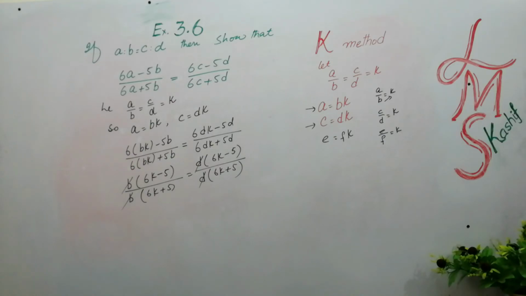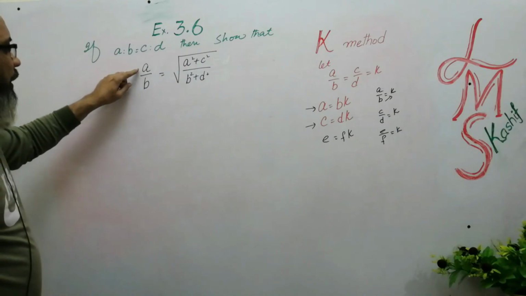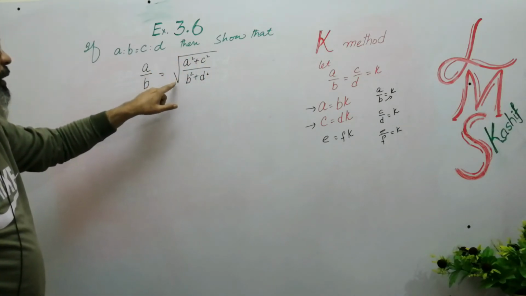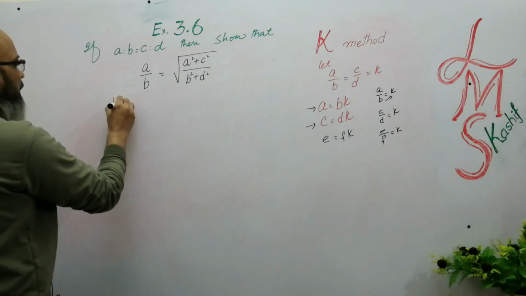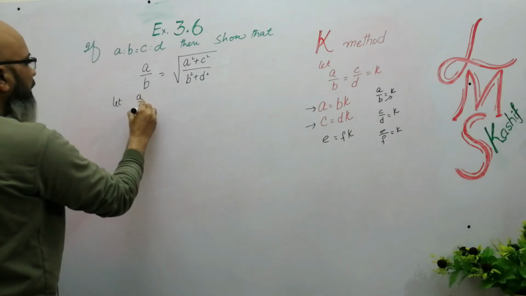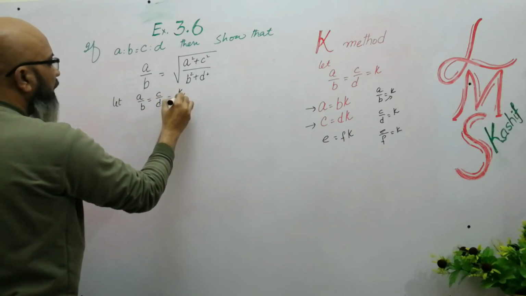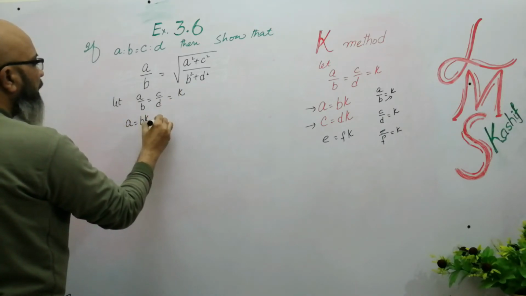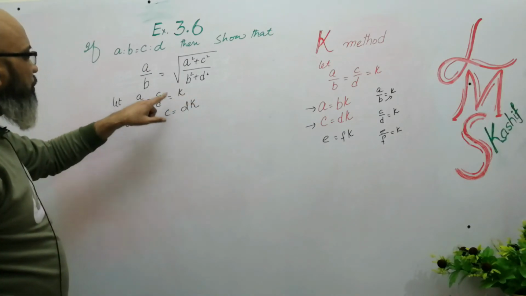So let's see another part of this exercise. I write another part, and we have to prove a over b is equal to the square root of a square plus c square over b square plus d square with the K method. Again we will write the same things. Let a over b is equal to c over d is equal to k. So a is equal to bk and c is equal to dk. So replace the values in this question.